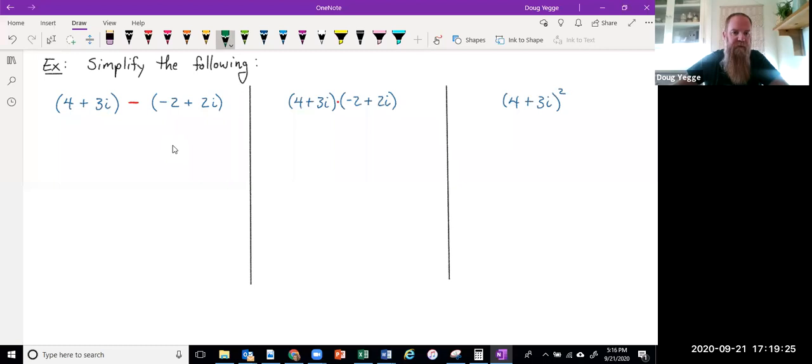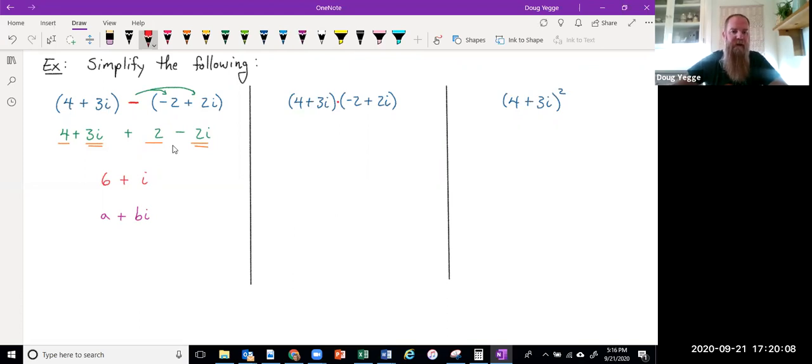So in this first process, we could say 4 plus 3i, and recognize that if I'm subtracting this quantity, I'm going to have to distribute the negative to both, which is going to give me plus 2 minus 2i. And now you can add the real numbers, add the imaginary numbers, and my final result is 6 plus i. And sure enough, we're done because this is a plus bi. More specifically, b is 1.